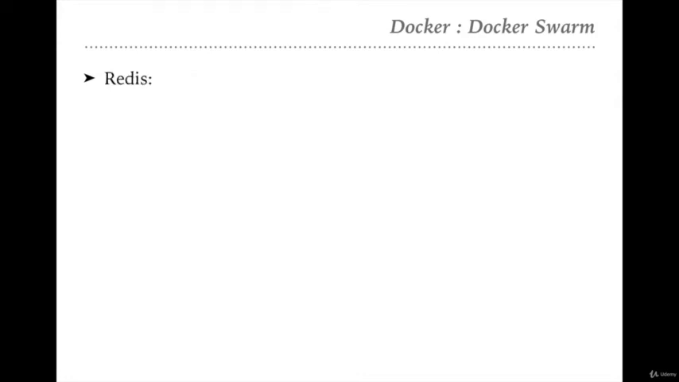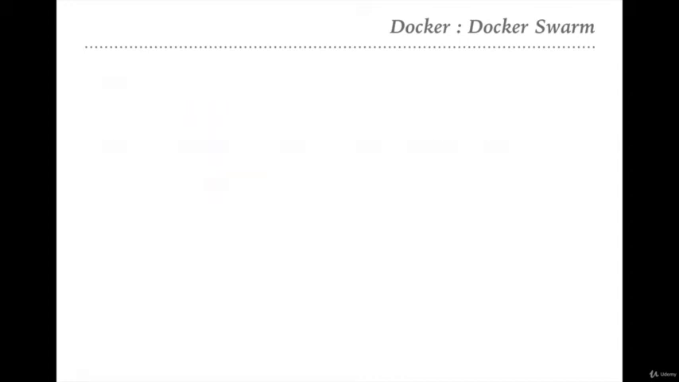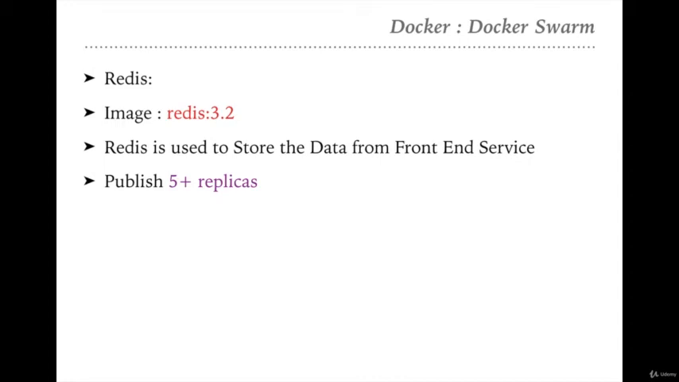The next service which we will spin is Redis. We need to use the Redis 3.2 image because this is the compatible image with this particular app. Redis will be used to store the key value pair data for the vote and vote option. We need to publish again the 5 plus replicas or 2 plus replicas for Redis. We don't need any port or any network for this particular Redis service.